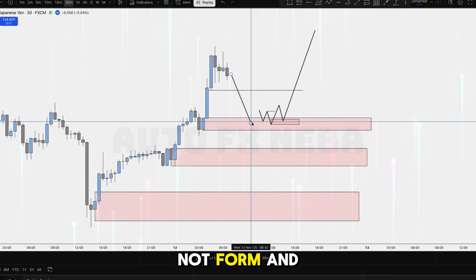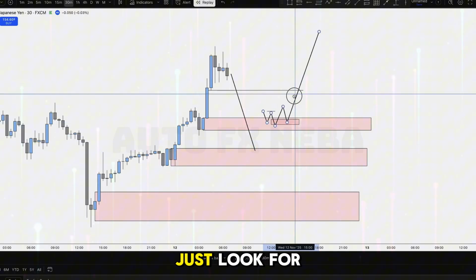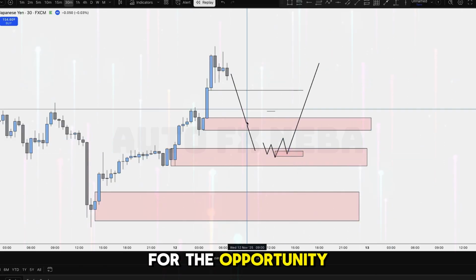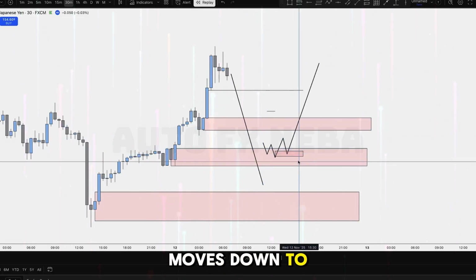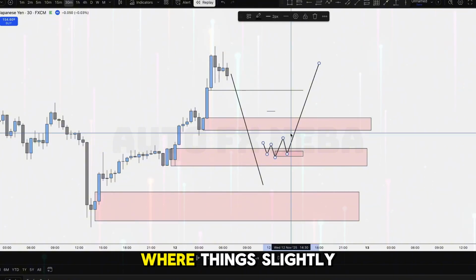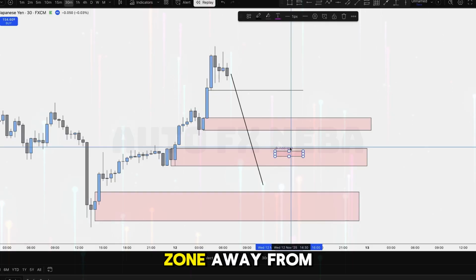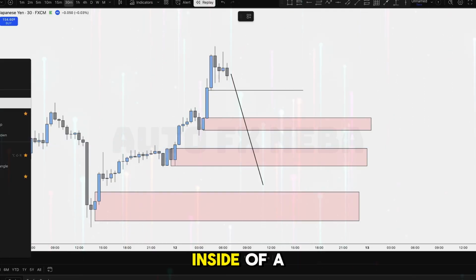If this does not form and the market breaks through to the next zone, well, then you just look for the same thing from there. And if you get the pattern there, then you look for the opportunity. And again, if it doesn't form and it moves down to the lowest zone, well, this is where things slightly change. This is the most simple zone to buy from. So the furthest zone away from where price is trading inside of a leg of price action.